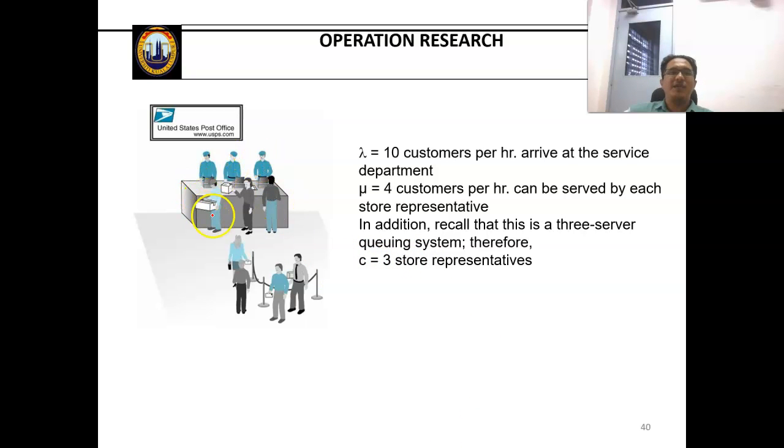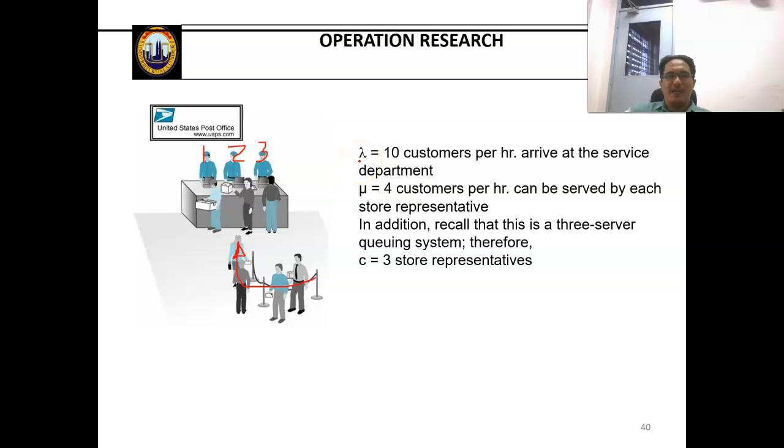Let's see this example in the post office. We have a single line here. This line waits to be served, and we have three counters, 1, 2, and 3. So we will wait until any counter calls us.